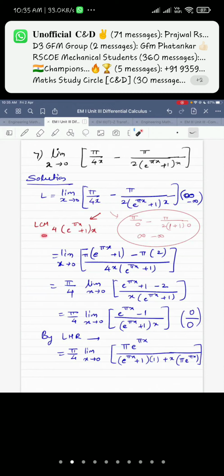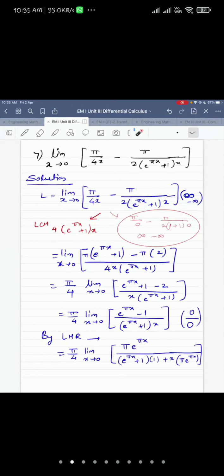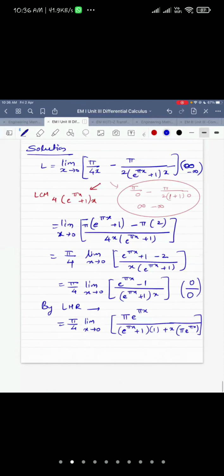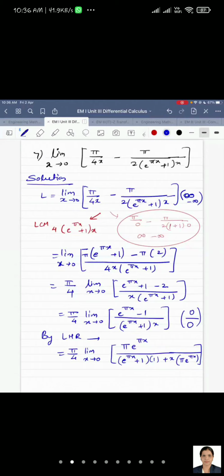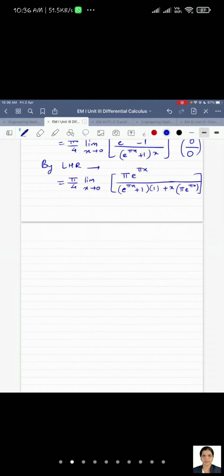So in order to get this LCM, what is less in the first term? It is e raised to pi x plus 1. What is less in the second term? That is 2. So we have multiplied accordingly and we have got this term. After simplification, this pi by 4 is taken outside because it is a constant. And now we check the form, it is 0 by 0 form. So we have applied the LHR. And LHR gives us this type of term. Now, when I put x equal to 0, it is not going to create any problem. I'll get definitely the answer.